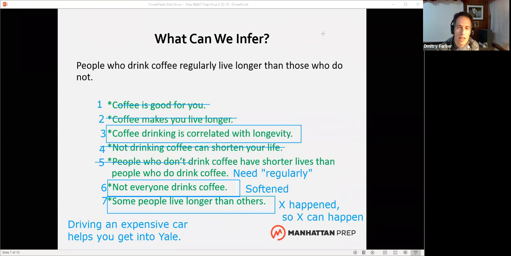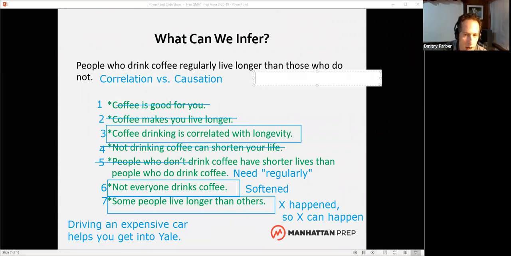Okay. So that's what we're looking for. This is a really good example of correlation versus causation, right? You've probably seen that terminology before, right? So correlation is stated. Exactly. Anytime I see X and Y together, hey, these people drink a lot of coffee and they live long, or these people have fancy cars and they go to Yale, or these people smoke and they have low paying jobs, right? Does one of those things cause the other?